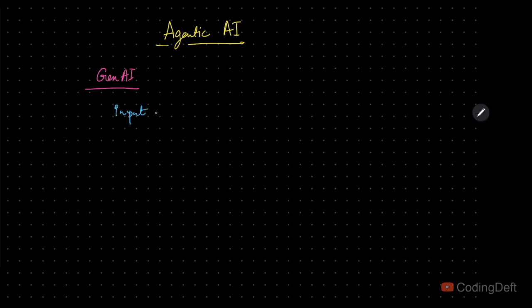So we will give an input. That given input will be passed to an LLM or diffusion models. LLMs will be used in case of text, and diffusion models will be used in case of image generation or audio generation or video generation. So we have the input that is passed to the LLM and it will produce an output.